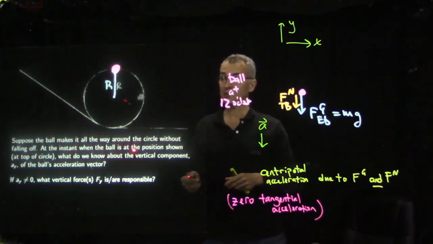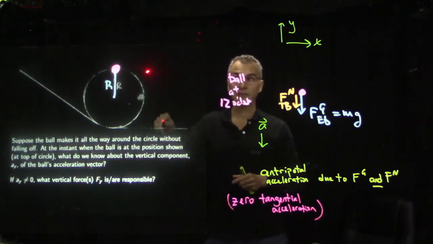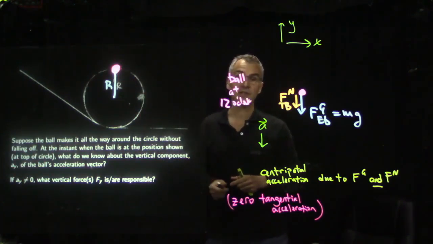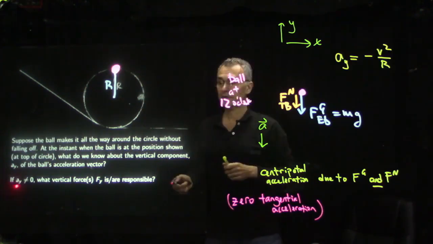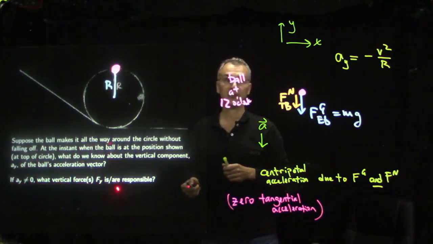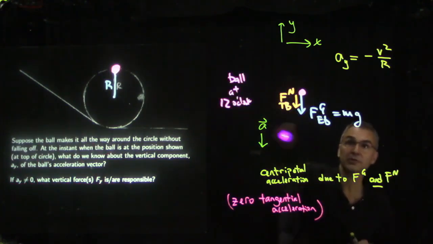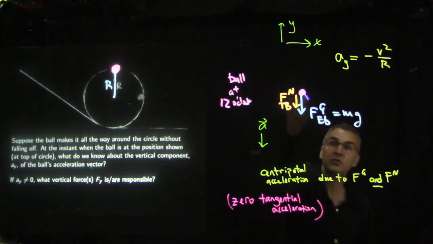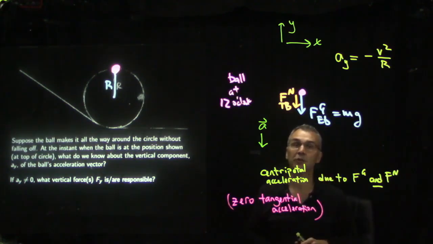At the instant when the ball is at the position shown, the top of the circle, what do we know about the vertical component of the ball's acceleration vector? Well, if it continues going in a circle successfully, then this vertical acceleration must be v squared over r downward. So if this vertical acceleration is not equal to 0, then what vertical forces are responsible? Well, I think there are two forces responsible. Gravity points downward, and the normal force exerted by the track on the ball points downward.